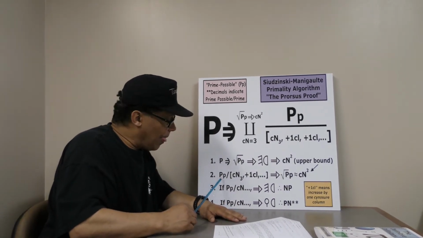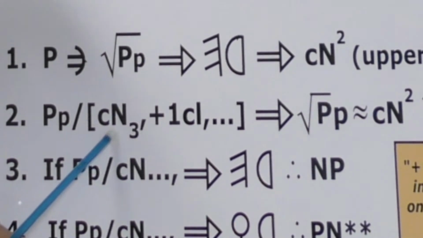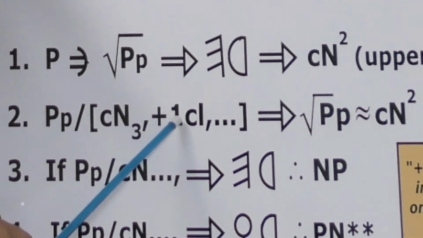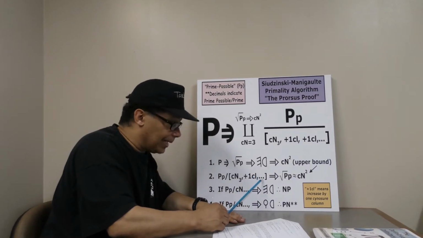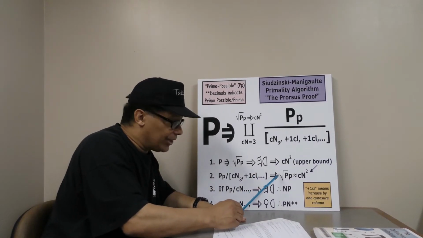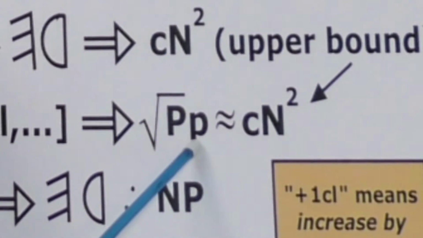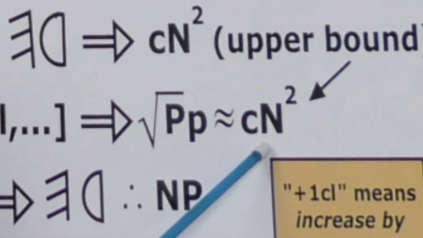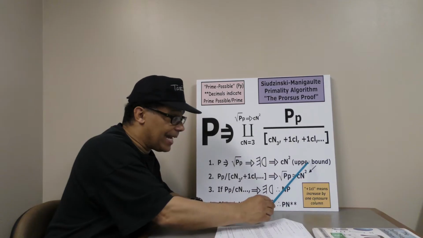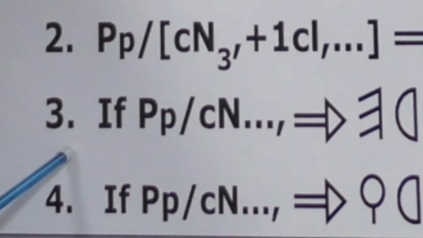Step number two, we have the prime possible number. It's divided by the cynosure number 3, then the cynosure number in the following column, and then in the next column, and we proceed in that fashion until we reach the square root of the prime possible number, which is very much close to what we would call the cynosure square. That is the upper bound. We stop there.